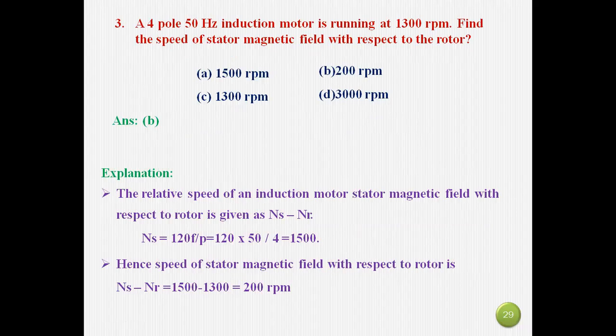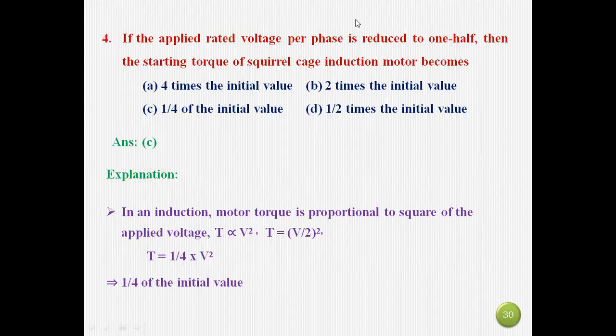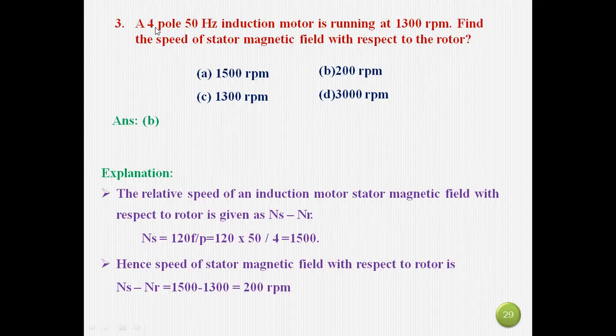Now there is a question on speed, that is, synchronous speed and rotor speed. Rotor speed we denote by capital N, or capital N suffix R. Synchronous speed we denote by capital N suffix S. There is a question like: a 4-pole 50 hertz, number of poles P equal to 4, frequency of induction motor F is 50 hertz. A 4-pole 50 hertz induction motor is running at 1300 RPM.